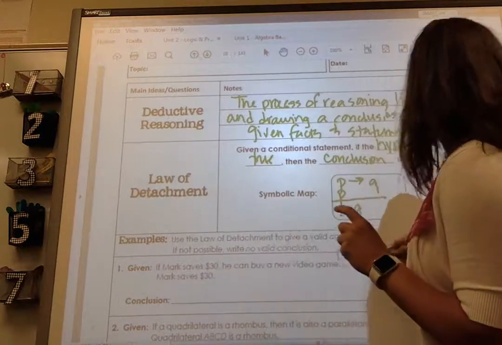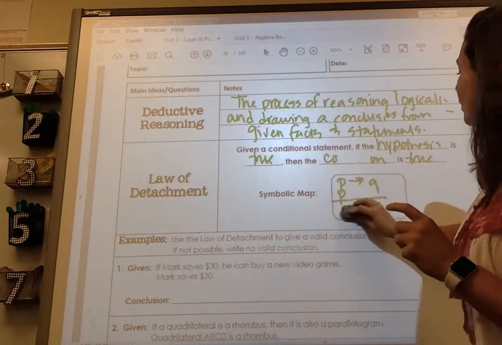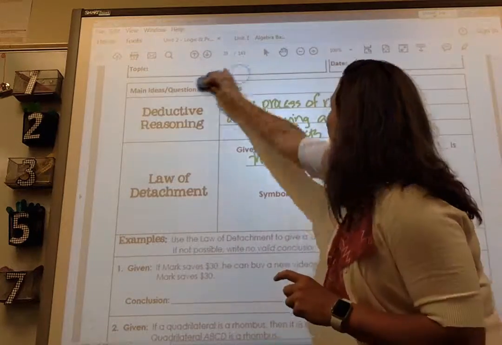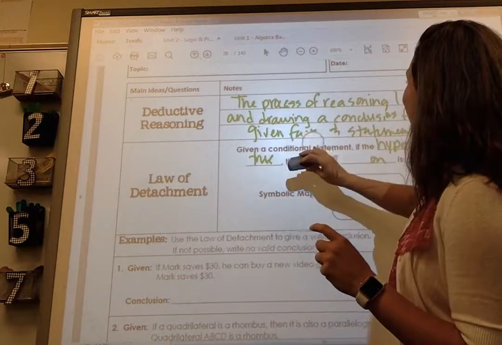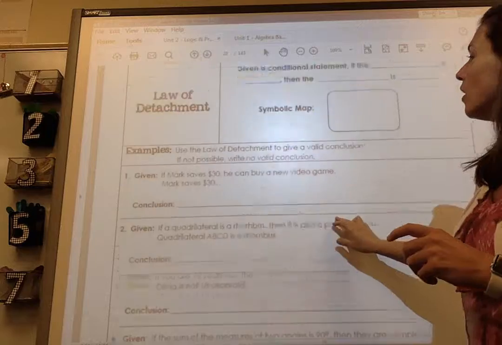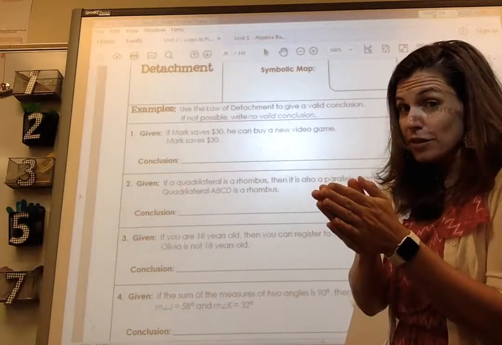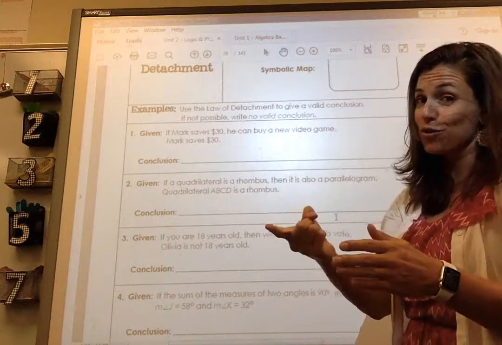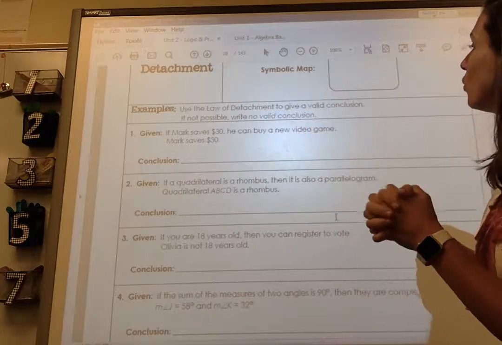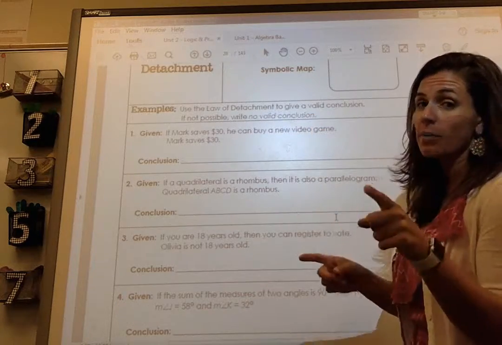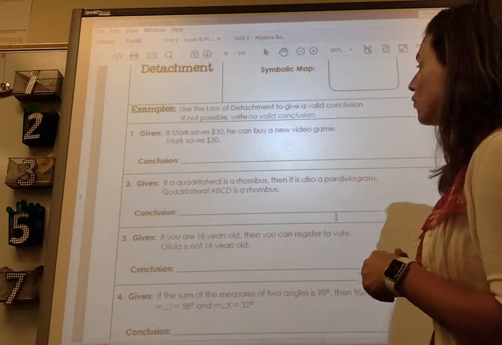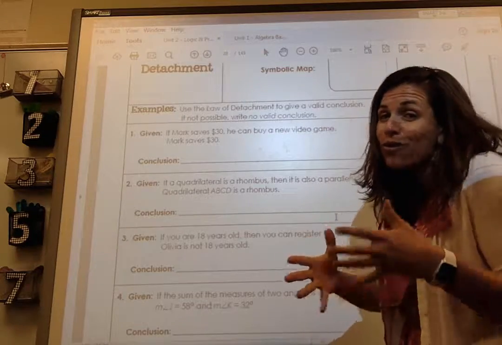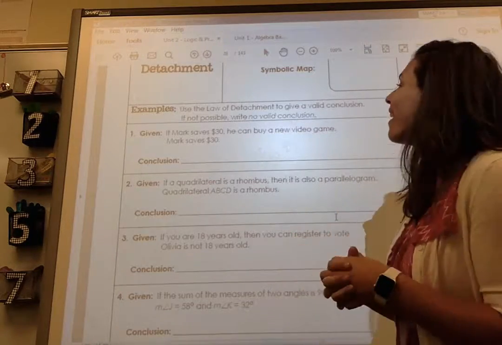Let me erase this. Oh, look, and it still doesn't work. Okay, all right, let's try it again. Okay, there we go. All right, so know what I'm saying. If the hypothesis is true, the conclusion is true. All right, so let's see if we can use the law of detachment. If it's not possible, we're going to write no valid conclusion. Joey, I'm just reading these out for you because I know sometimes you struggle with reading. Just teasing.